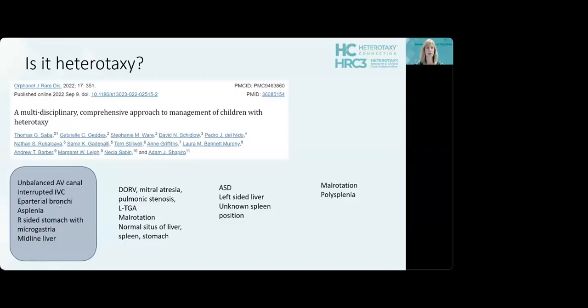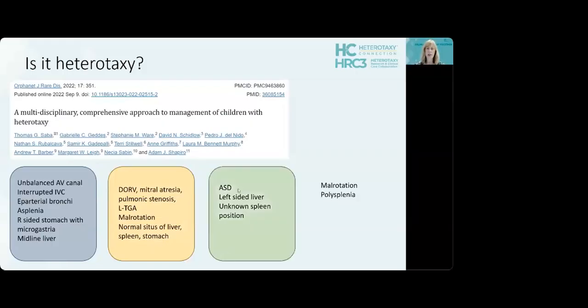So I think we would all agree that an unbalanced AV canal, interrupted IVC, eparterial bronchi, asplenia, right-sided stomach, and midline liver would be someone considered to have heterotaxy. But what about someone with complex congenital heart defects, including LTGA and DORV, but normal situs of liver, spleen, and stomach, and a malrotation? Are we going to call that heterotaxy? That only has 2 organ systems involved.